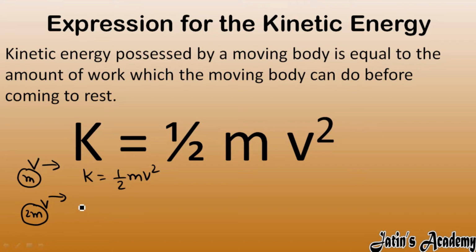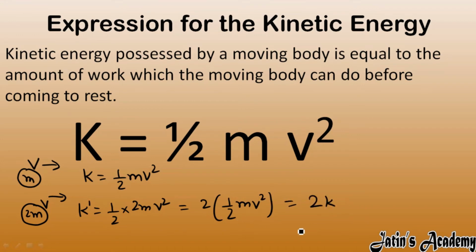So the new kinetic energy k dash is 1 by 2 times 2m times v square, as it is. So here it becomes 2 times half m v square. This 2 is coming out and this is the old kinetic energy. So 2k. It means that the new kinetic energy is double the old kinetic energy by increasing the mass to twice its value.